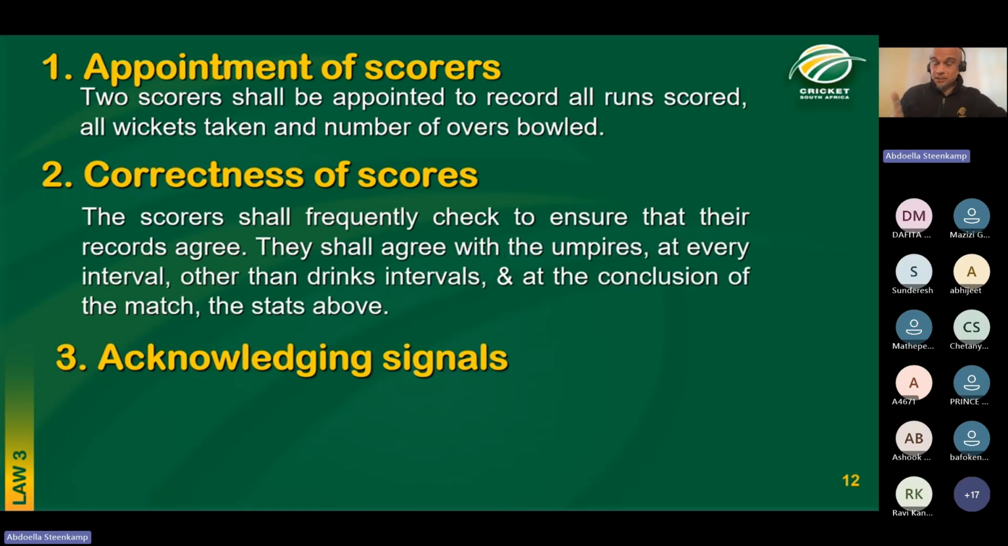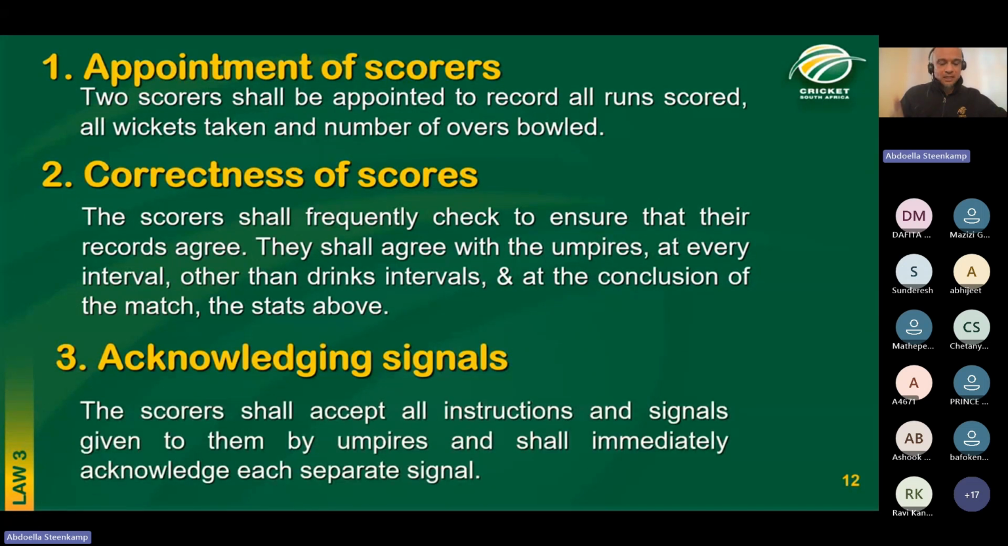It's important that the scorers sit next to each other. Why? They frequently need to check that their books balance and their records agree. Also, when it comes to acknowledging signals, they need to acknowledge each signal separately. There will be times on a single ball where there's more than one signal. Let's say it's a front foot no ball, it hits the pad and goes, a batter playing a shot and it goes over the boundary. Now there are three signals.